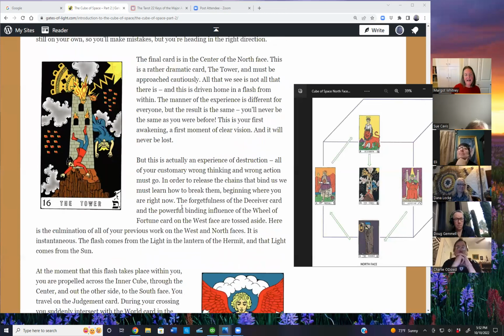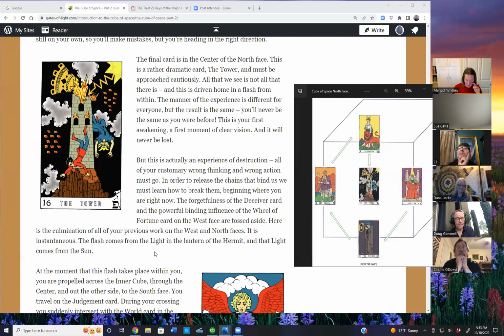But this is actually an experience of destruction. All of your customary wrong thinking and wrong action must go. In order to release the chains that bind us, we must learn how to break them, beginning where you are right now. Forget the past. It doesn't exist. You can't go back and rearrange it no matter how hard you try.